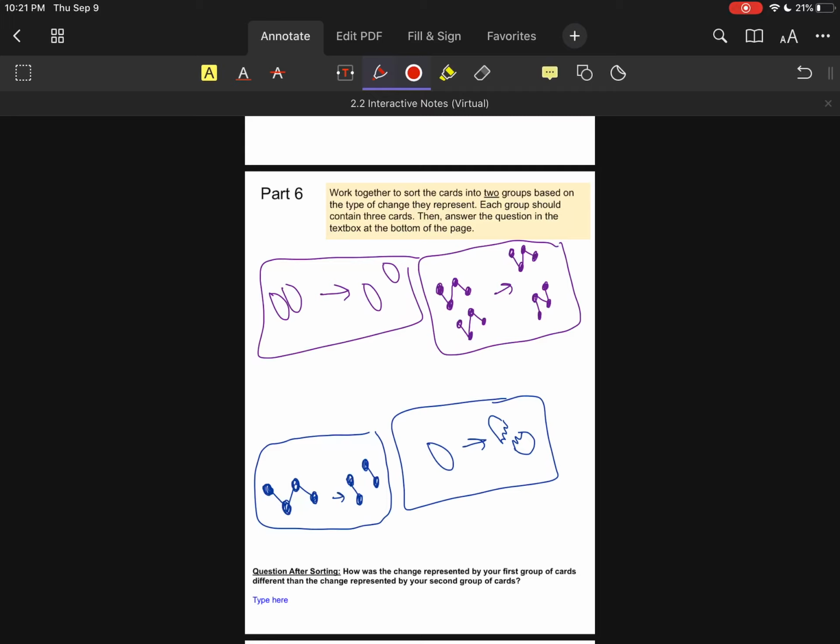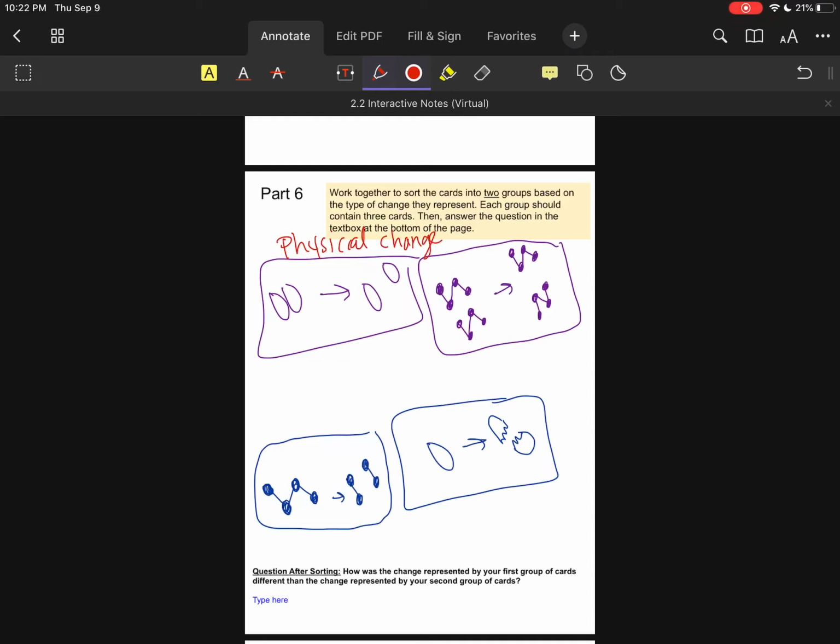So I have kind of separated a few of them. I kind of hand drew them because I couldn't move them in this PDF, but hopefully you can kind of tell what I'm talking about. So I have right here, these are my physical ones, physical change.